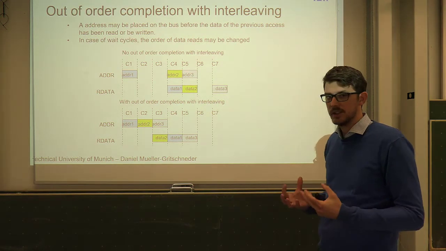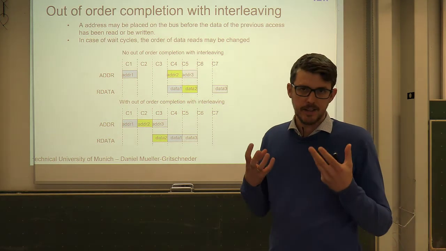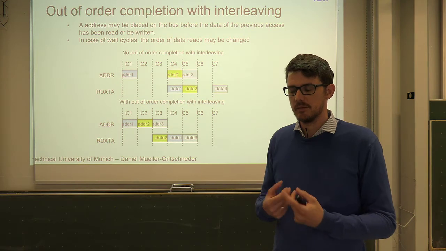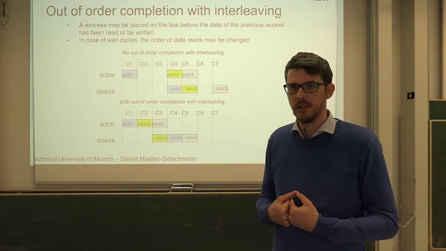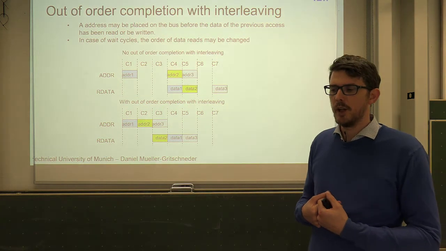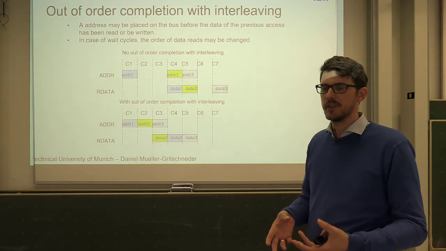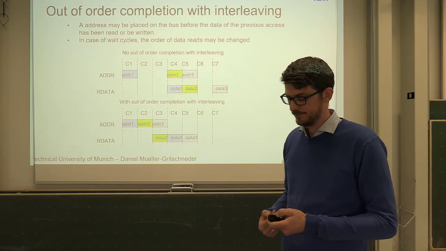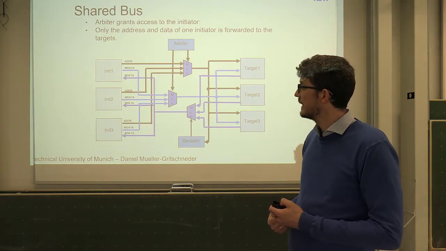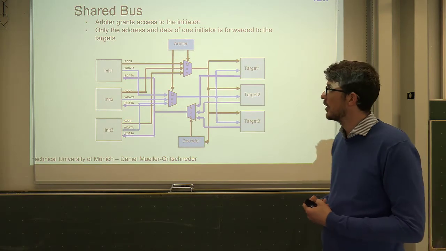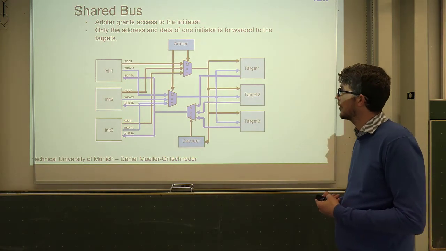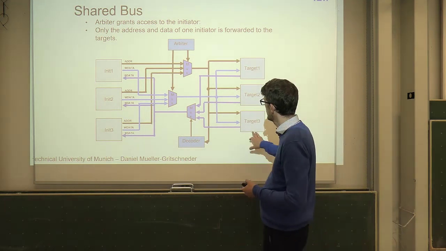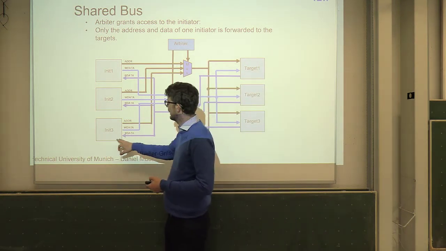Okay, good. So this was it for a single initiator. Now let's step up a little bit. What's happening if we have more than one initiator? For example, we have a processor, and additionally we have a DMA controller, which can also do accesses. Then you have to go into a design where you're sharing the bus, right? And you can see what's happening here. In this case, we have 3 targets and 3 initiators, right?